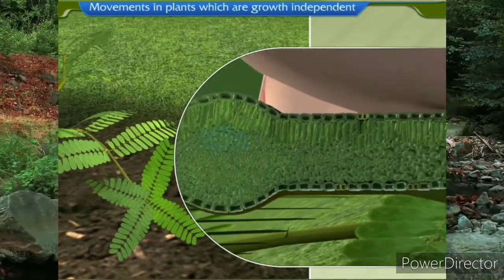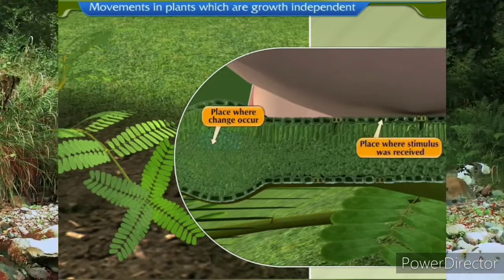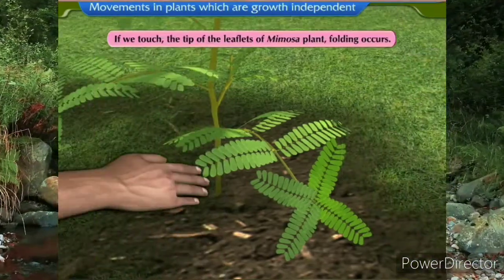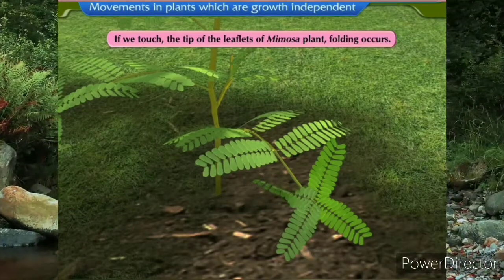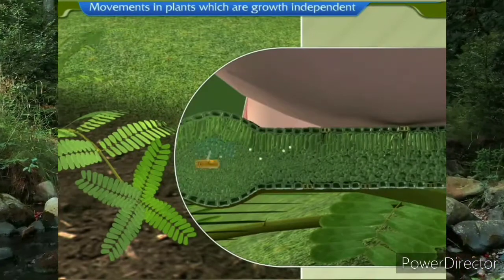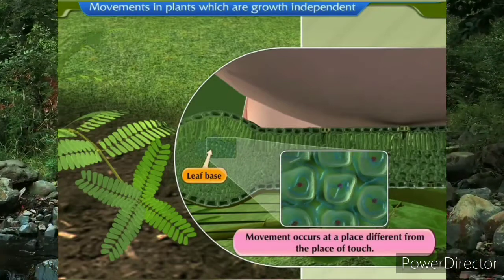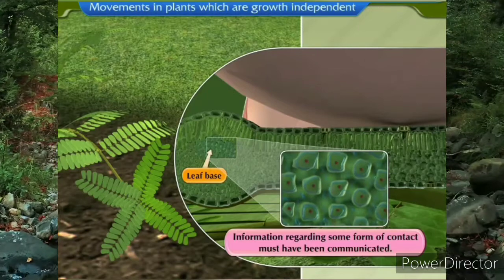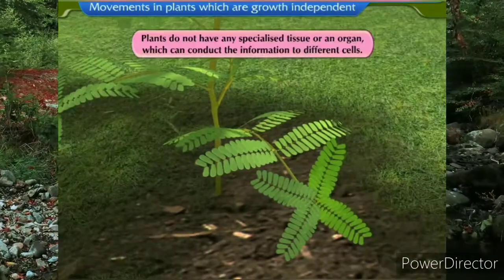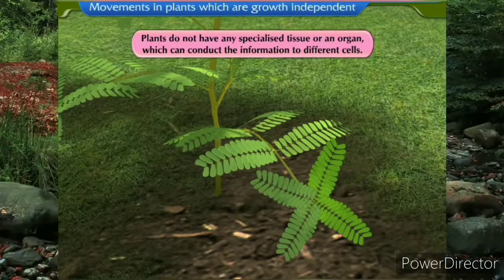When we observe some movements of plants, we can see that change occurs at a place different from the place where the stimulus was received. For example, if we touch the tip of the leaflets of mimosa plant, folding occurs. This movement is not only at the tip, but the entire leaf, including the leaf base. Thus, movement occurs at a place different from the place of touch. Thus, we can conclude that information regarding some form of contact must have been communicated.